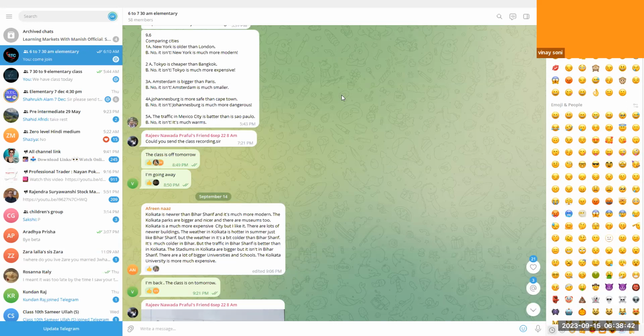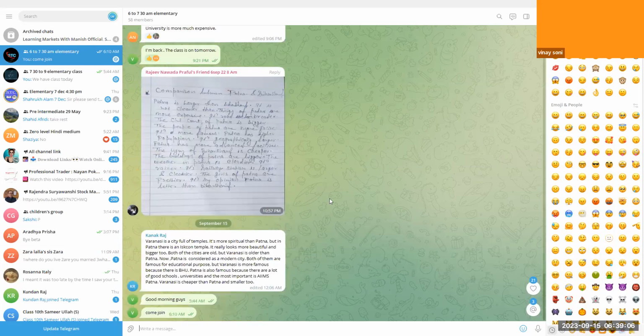There are a lot of bigger universities and schools. The Kolkata University is much more expensive. This confusion is there again and again: much more expensive. It is much more expensive, not a little more expensive. Much more expensive. Okay. Well done, all three of you. You three did the homework and made yourselves a little better than the others.